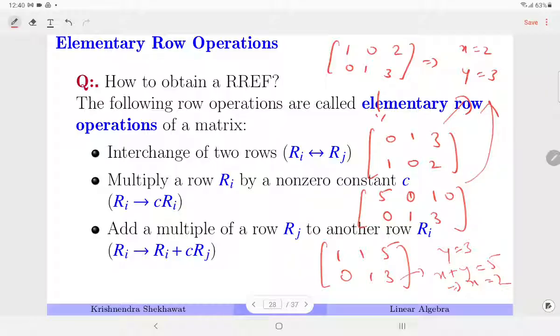So if you use these three operations, the best part is the solution does not change in all the cases after applying these operations, and therefore we can use these operations to simplify the given matrix so that we can get the values of the unknown variables explicitly.